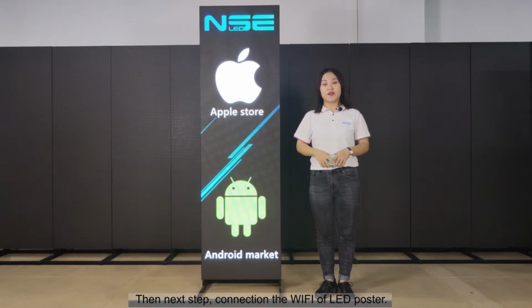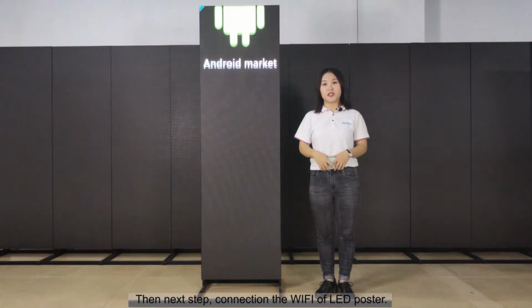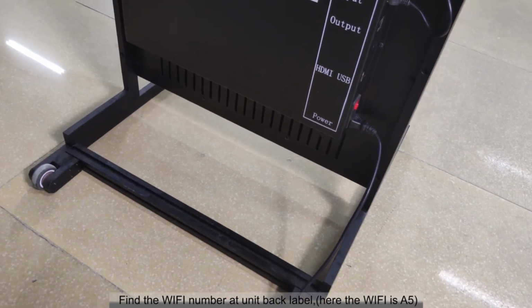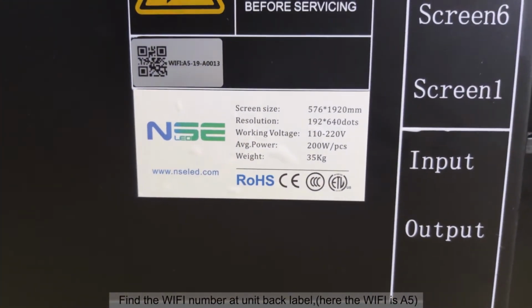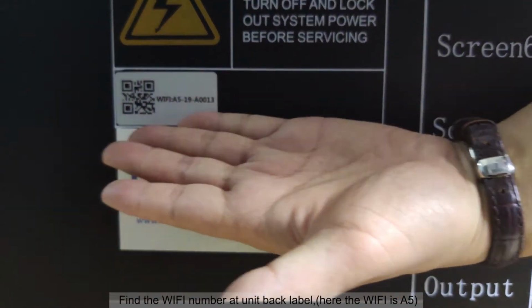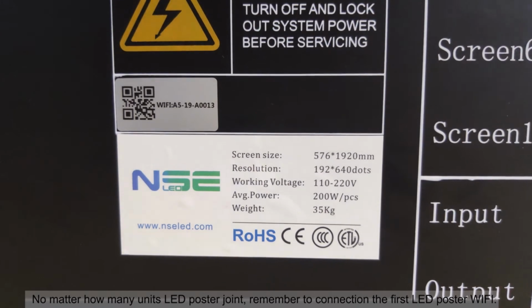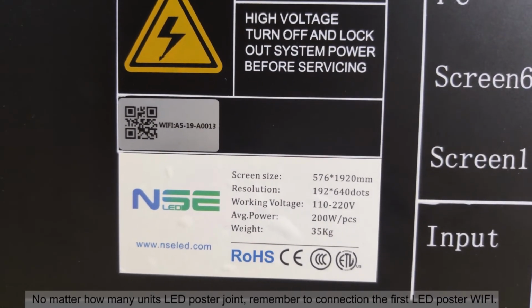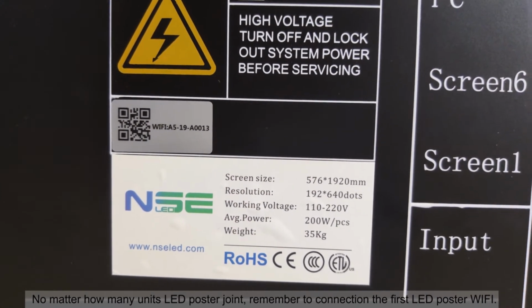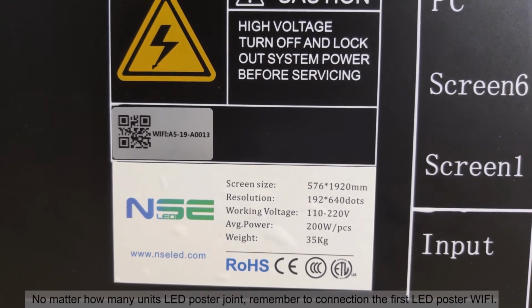The next step, connect the Wi-Fi of the LED poster. Find the Wi-Fi number on the unit's back label. Here the Wi-Fi is A5. No matter how many LED poster units are joined, remember to connect to the first LED poster's Wi-Fi.